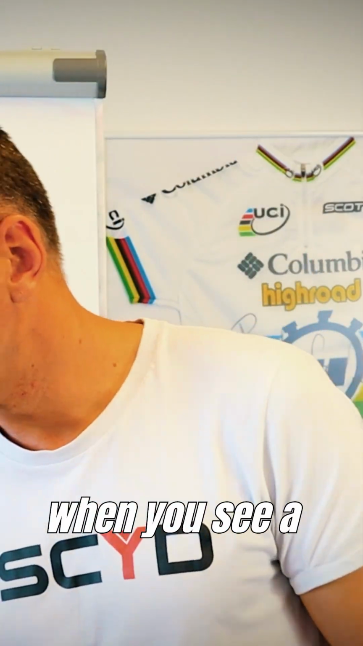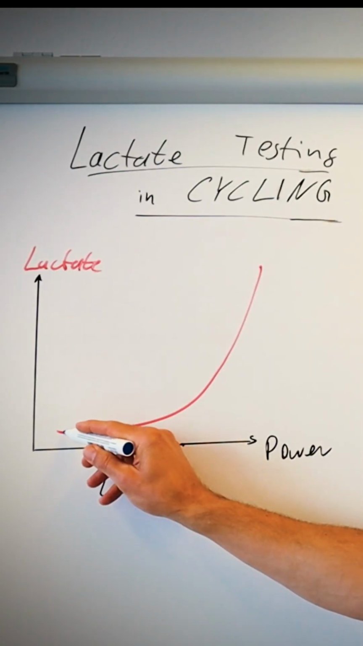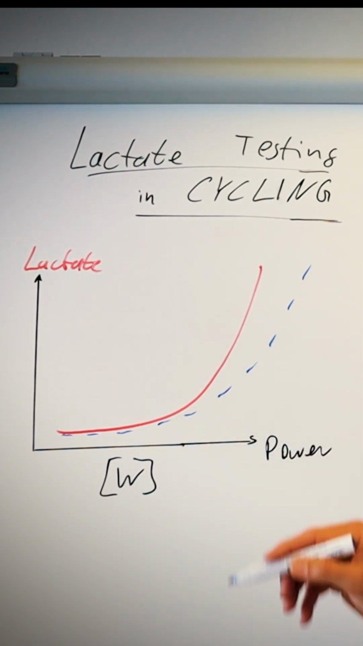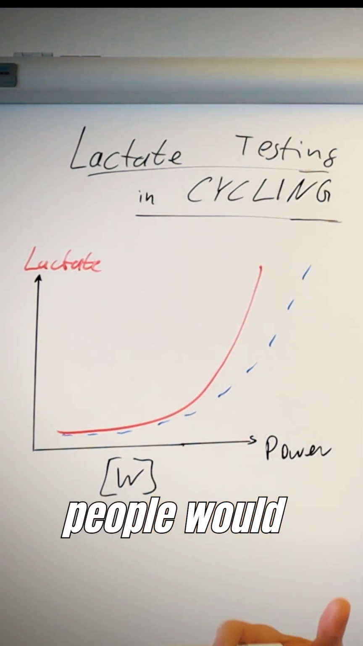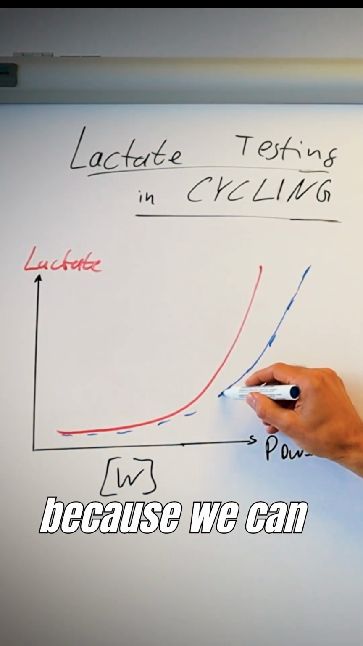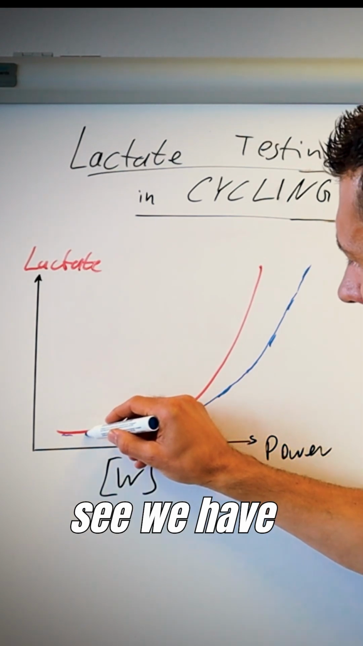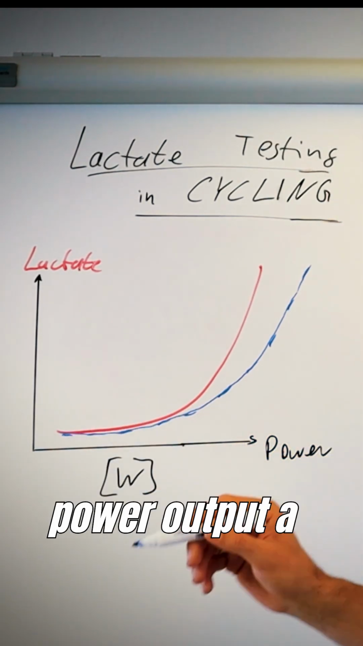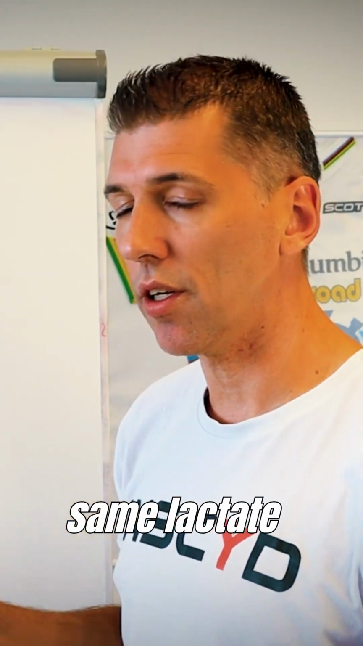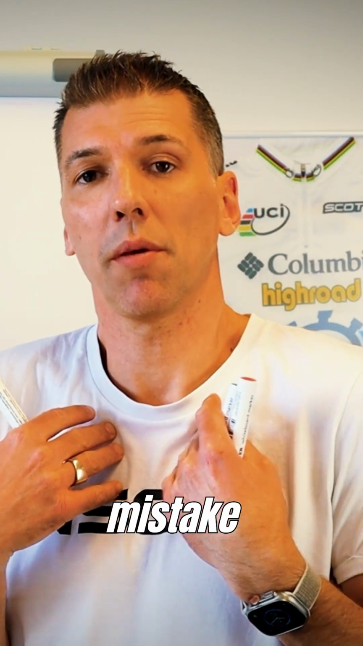Now, when you see a curve, for example, shifted to the right, normally most people would jump up and say, oh great, now we have an improved performance, because we can see that for the same power output we have a lower lactate concentration, or for the same lactate concentration, a lower power output. And honestly, I made this mistake myself.